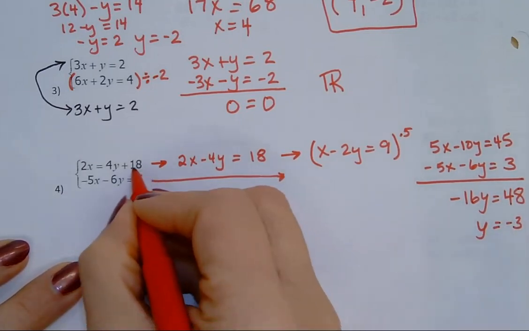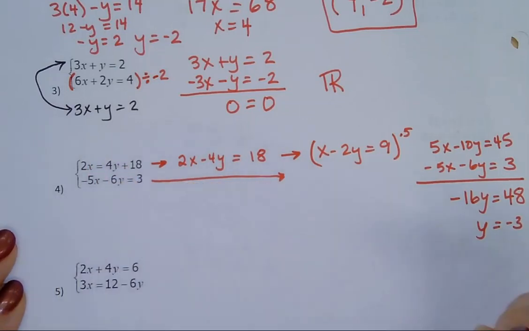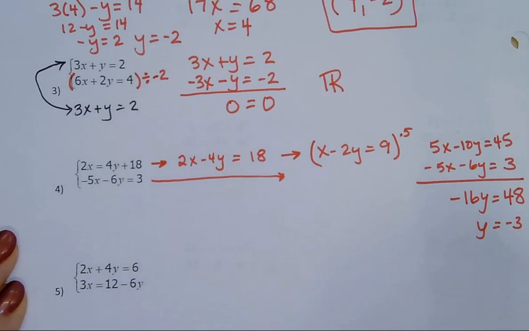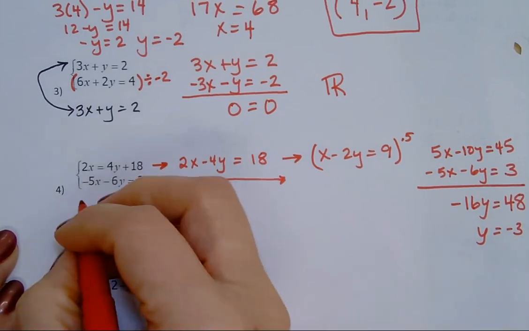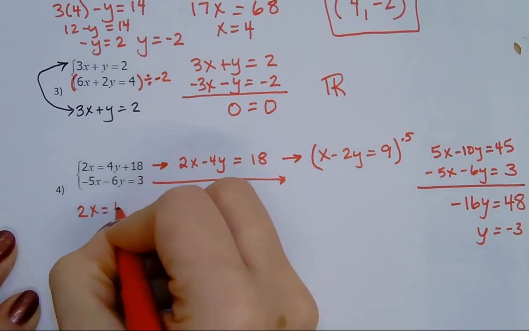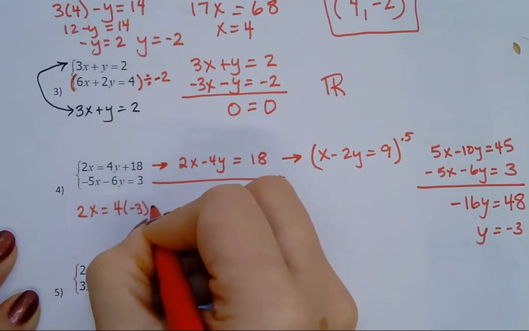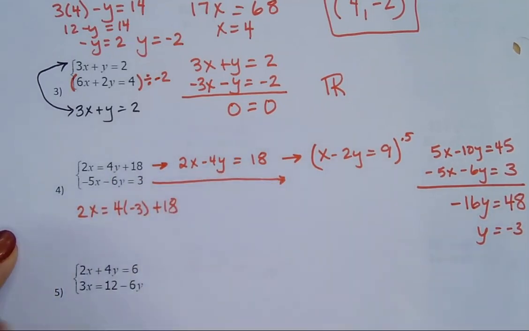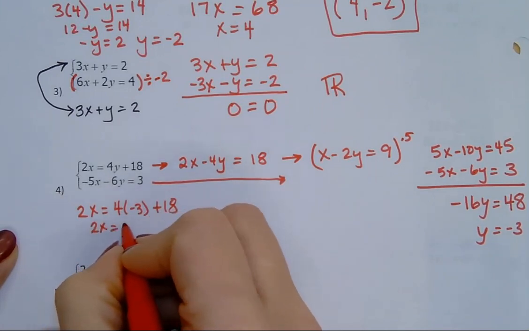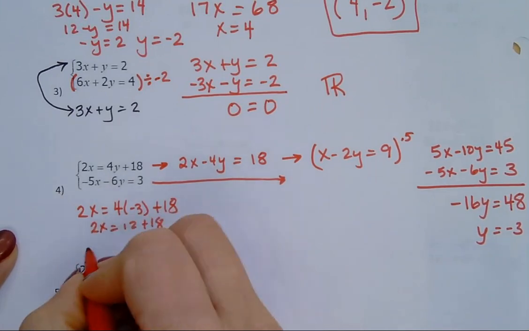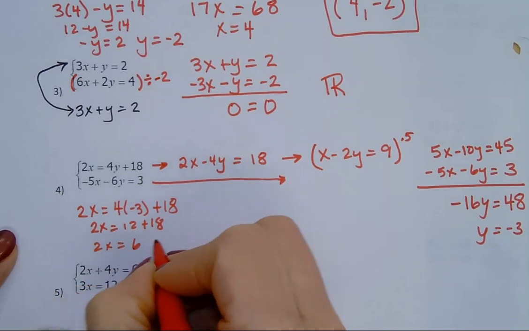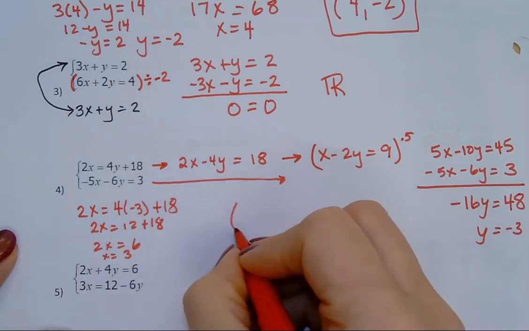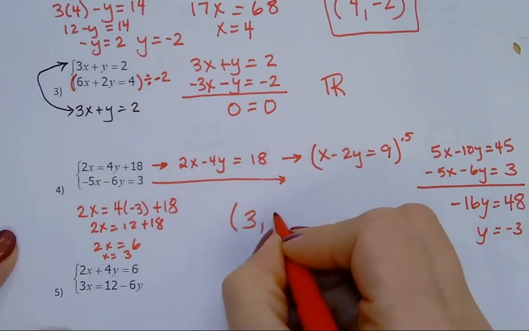Once I know that y equals -3, I'm going to plug it back into, again, one of the original equations, just in case I did my quick math wrong over here. So I'm going to say 2x equals 4 times -3 plus 18. It was 4y, and I know my y is -3. 2x equals -12 plus 18. 2x equals 6, so x equals 3. Okay, so I know my ordered pair is going to be 3, -3.